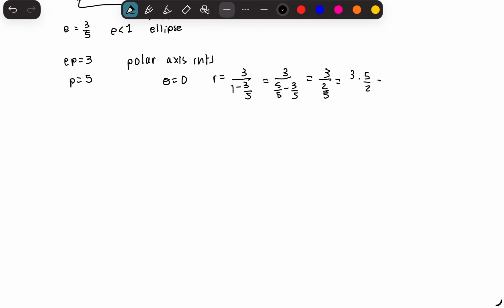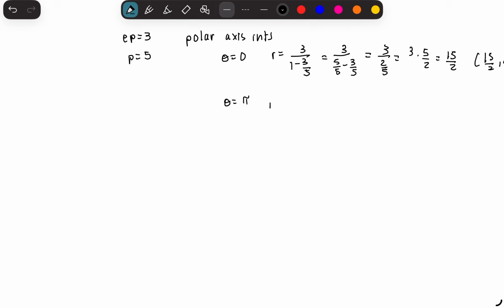So that's going to be (15 over 2, 0). Now, what about when you have theta is equal to pi? Well, this is going to be r is equal to 3 over 1 plus 3 over 5. And you're going to have 15 over 8. That's going to be (15 over 8, pi).